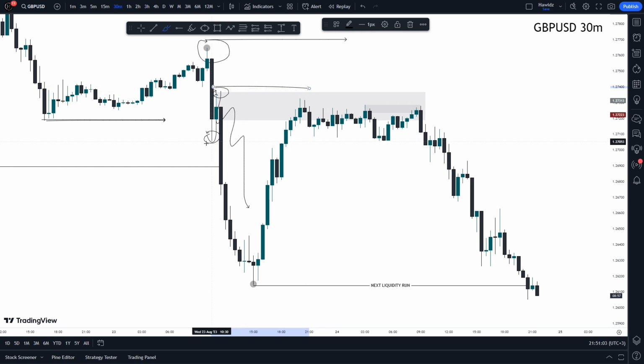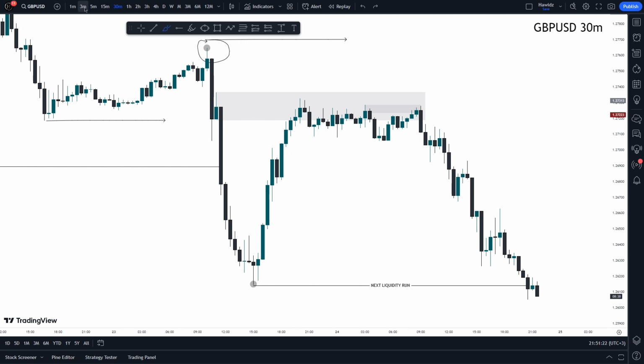So for me, this in general was the area that supply and demand had lied into, and that was the most precise area of demand or bearish order block that I could use for a very potential trade.